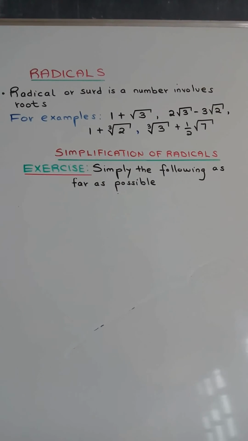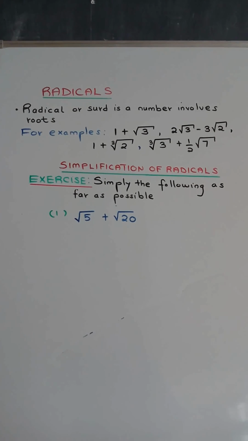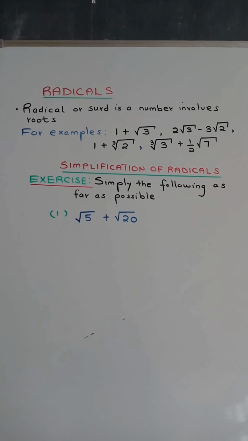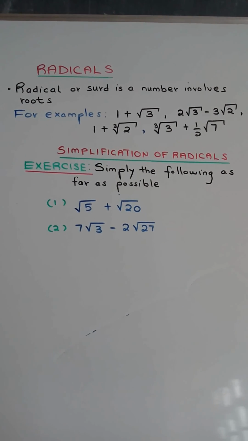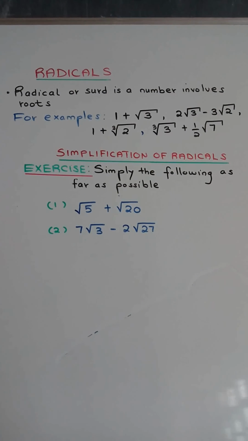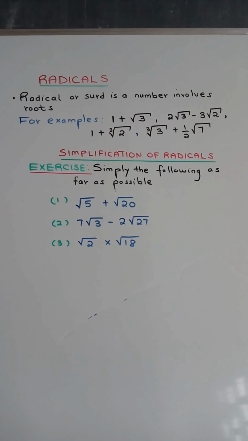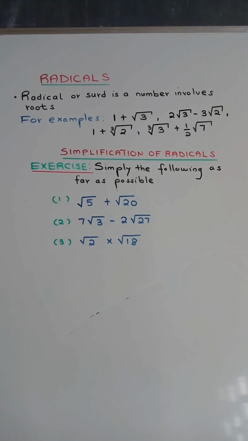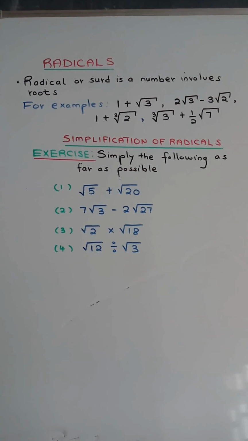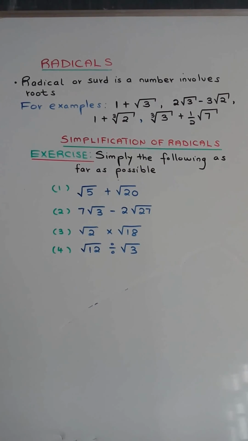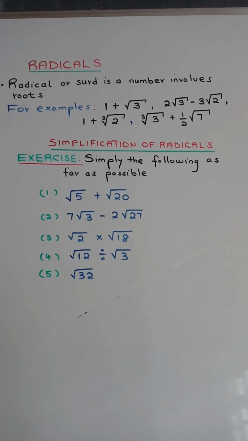Exercise. Simplify the following as far as possible. Number 1, radical 5 plus radical 20. Number 2, 7 radical 3 minus 2 radical 27. Number 3, radical 2 times radical 18. Number 4, radical 12 divided by radical 3. Number 5, radical 32.